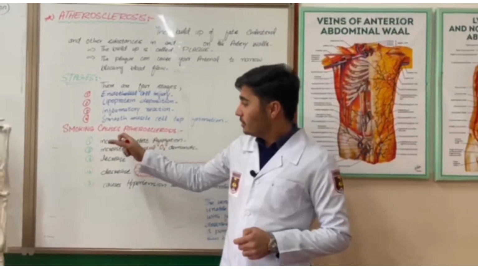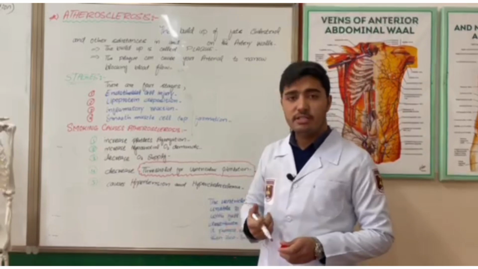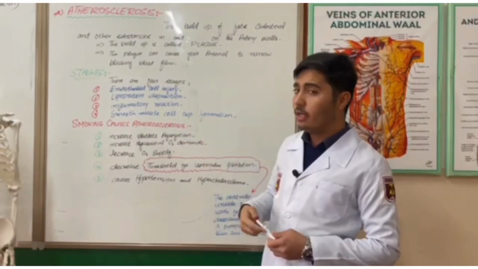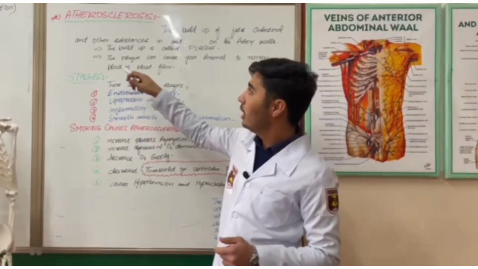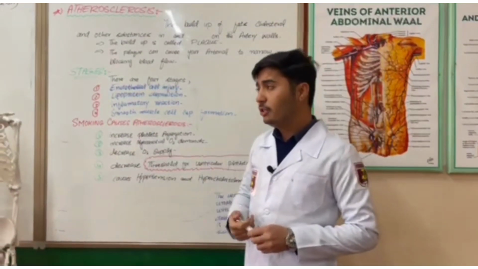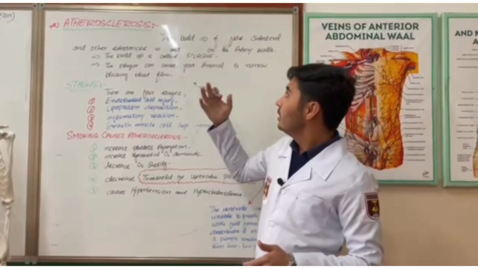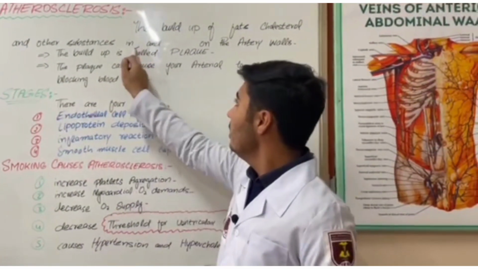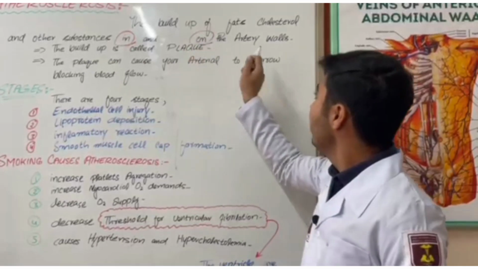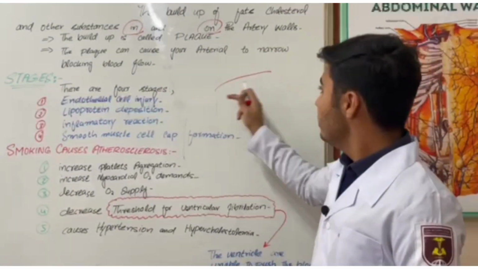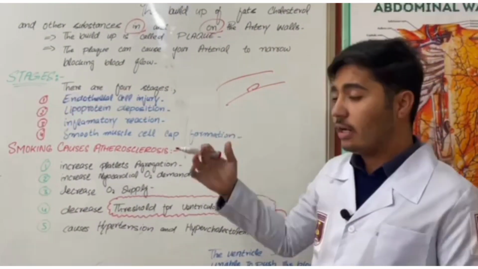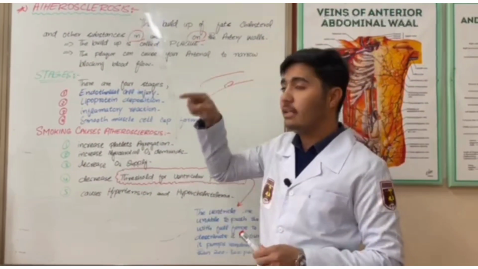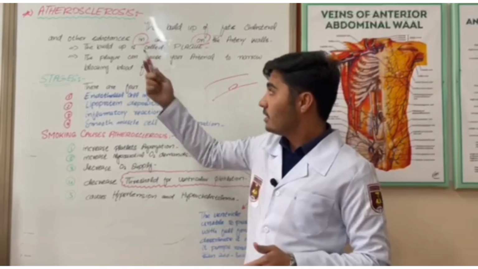Today my topic is about smoking that causes atherosclerosis. Before really discussing that, I want to throw some light on atherosclerosis. What is atherosclerosis? Atherosclerosis is the buildup of fats, cholesterol, and other substances in and on the artery walls. They affect the flow of the blood inside the artery. That is called atherosclerosis.